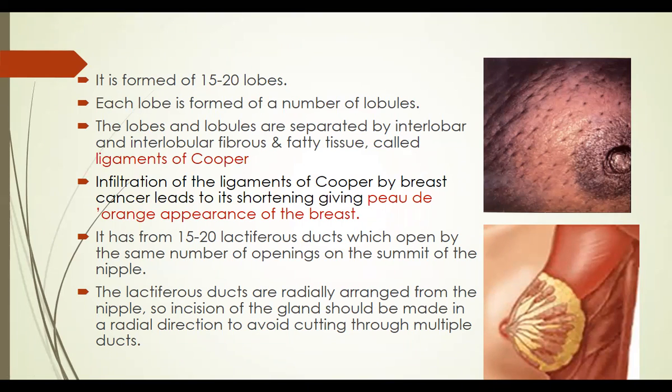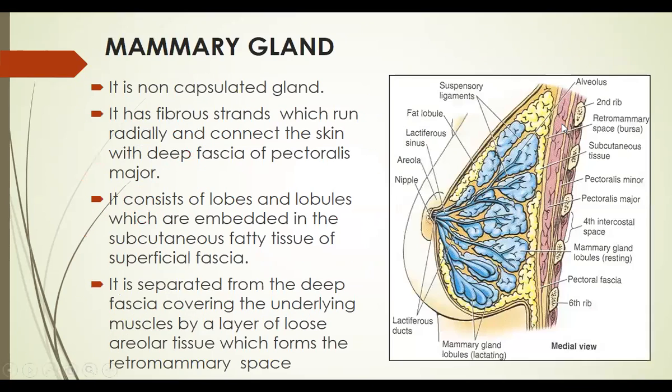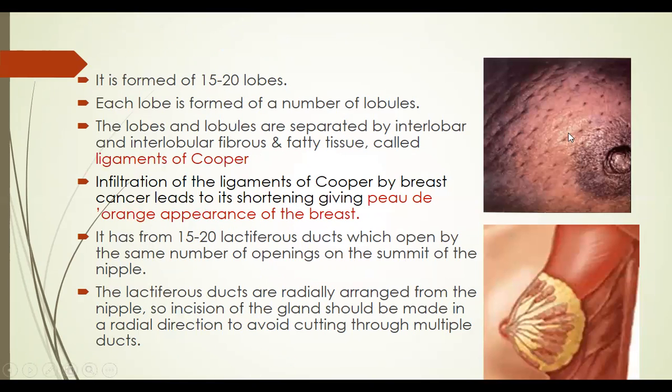Okay. The infiltration of the ligaments of Cooper by breast cancer leads to shortening, causing the peau d'orange appearance. This is the skin of the mammary gland with peau d'orange. So if there is any carcinoma, a deep-lying carcinoma, it leads to shortening of the suspensory ligament and it will pull the breast, and this is how it looks like an orange. So that's what is called the peau d'orange appearance of the breast.